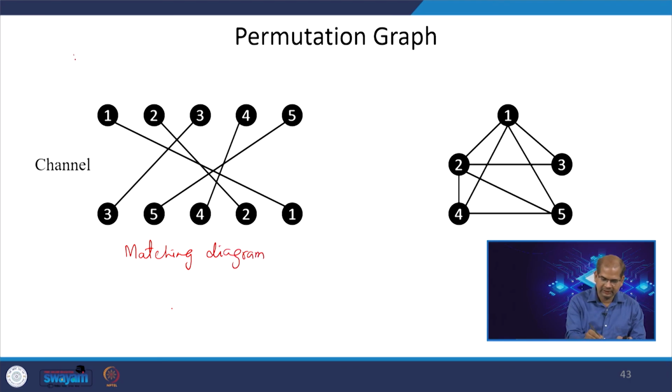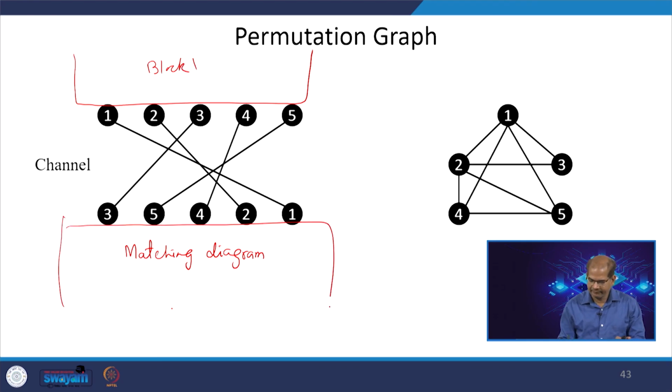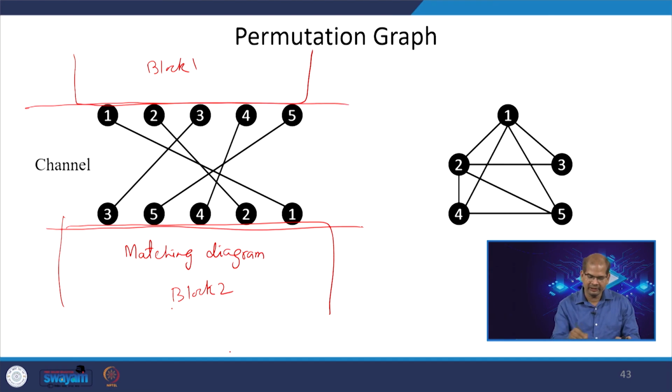What is happening is that I have a block here, block 1. In case of VLSI physical design, there is one block, and there is another block, block 2. Then they are connected in a channel. So, this is creating a channel. Net 1 is connected to net 1, net 2 is connected to net 2. Whatever I was talking about, the nets of a circuit. So, 2 is connected to 2, 3 to 3, 4 to 4, 5 to 5. This is called a matching diagram.